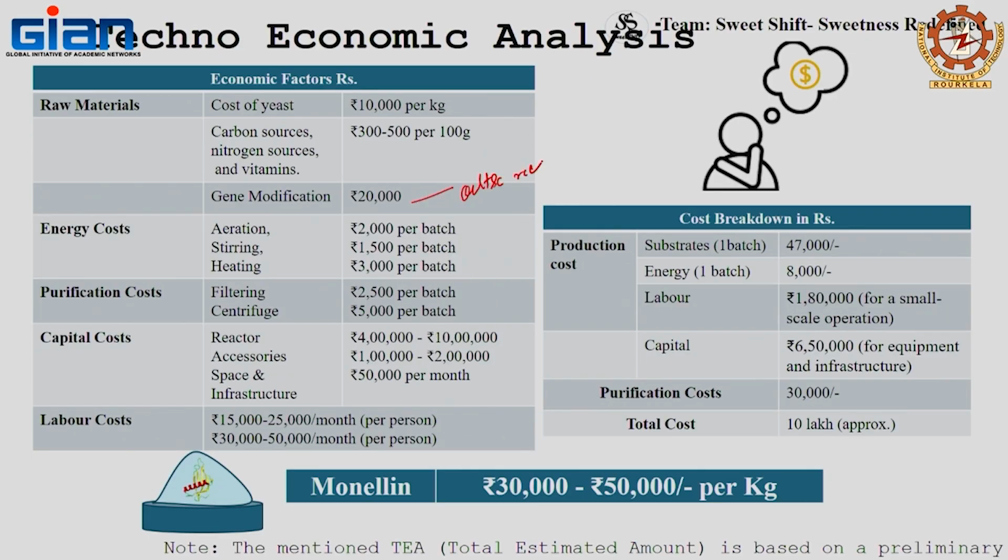For outsourcing the gene modification we can use RNA laboratories. Then the energy cost for the aeration or stirring for one batch. Actually, these are all made with respect to the batch. The energy cost and the purification cost, the filtering and centrifuge only I mentioned here. You can add chromatography and so on, but I mentioned these two only, because at that point I didn't know that chromatography would be involved.